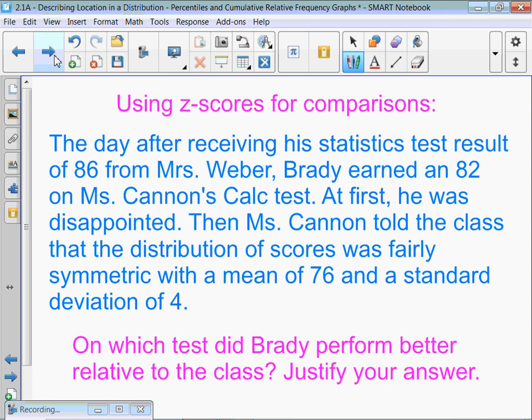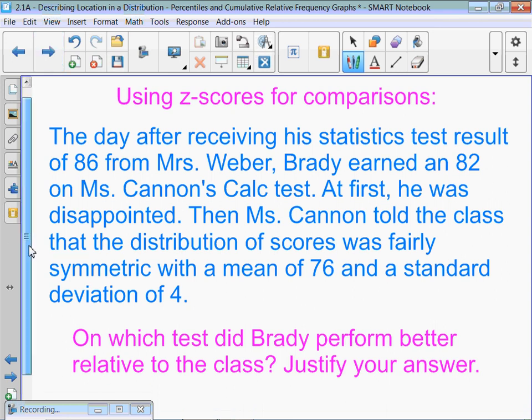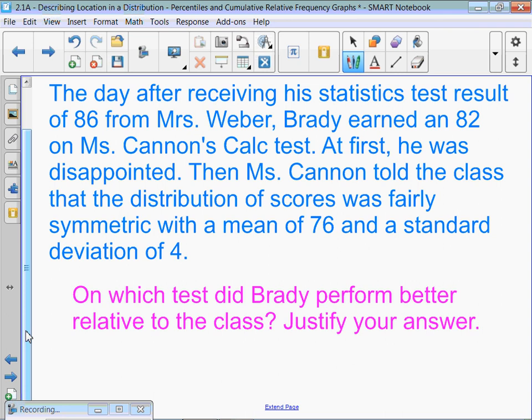All right, the day after receiving his stats test result of an 86 from Mrs. Weber, Brady earned an 82 on Miss Cannon's calc test. At first, he was disappointed. Then Miss Cannon told the class that the distribution of scores was fairly symmetric, with a mean of 76 and a standard deviation of 4. On which test did Brady perform better relative to the class? So this is where we standardize everything with different means and different standard deviations. So we're going to compare z-scores because they have different means and different standard deviations.